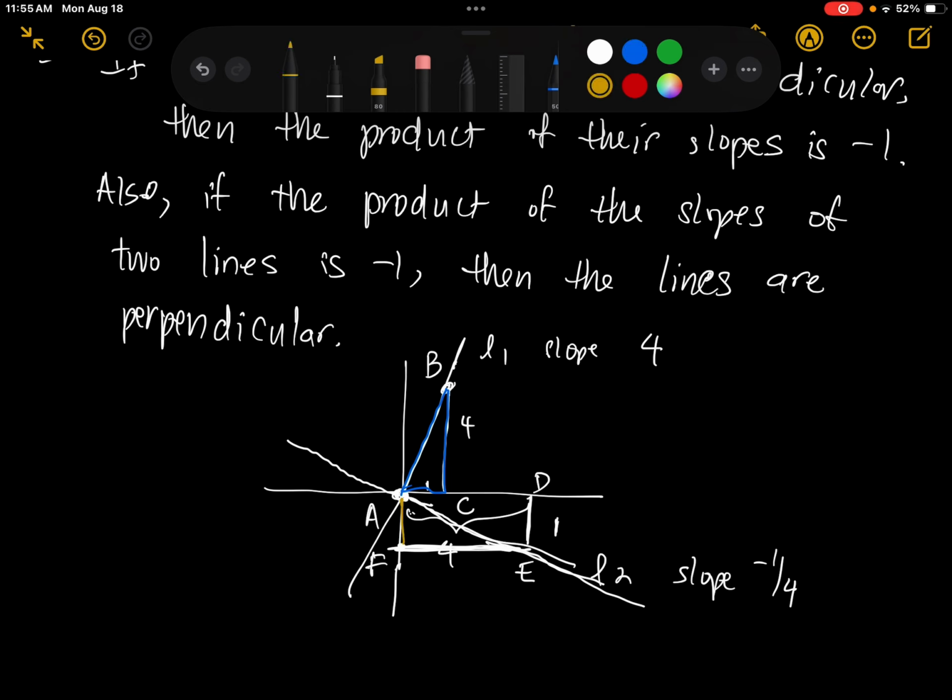Then this triangle and this triangle, when you rotate it 90 degrees, you'll end up getting from one triangle to the other. And that explains why L1 and L2 make a 90-degree angle with each other. Okay. That's what I wanted to say in this video.